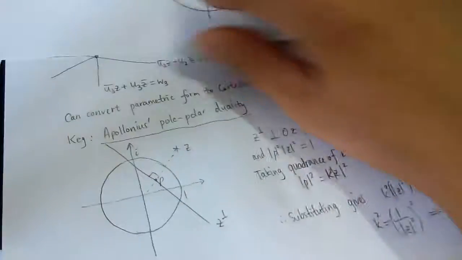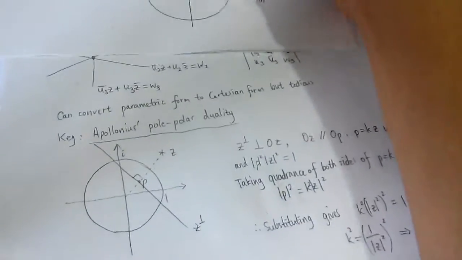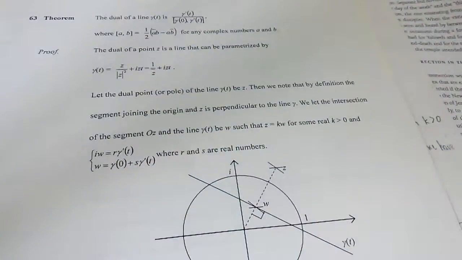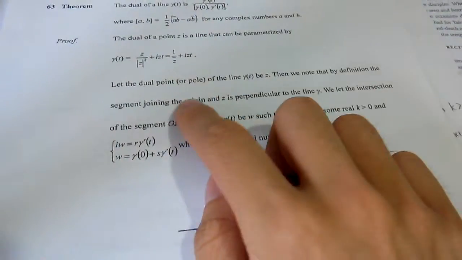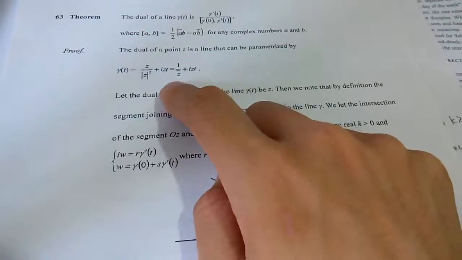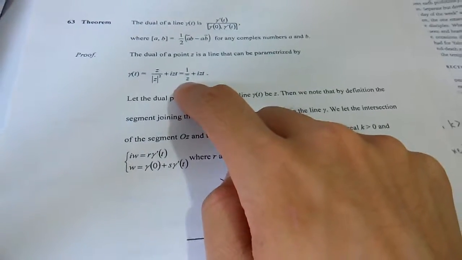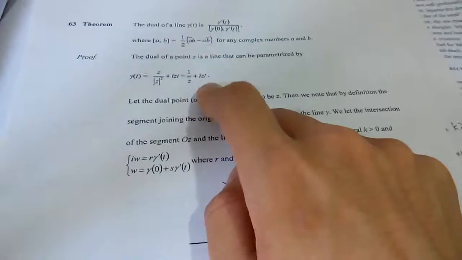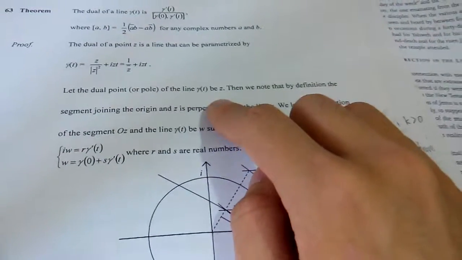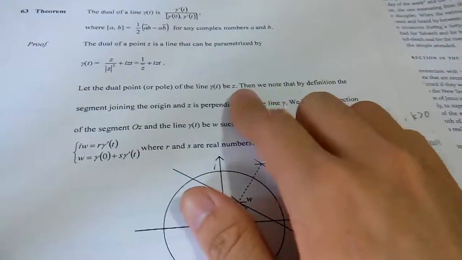We know that z perp is perpendicular to OZ. So if I want to find a perpendicular direction to z, then I multiply z by i. So then this can parameterize the polar of the point z, which is 1 over z bar plus i times z times t.